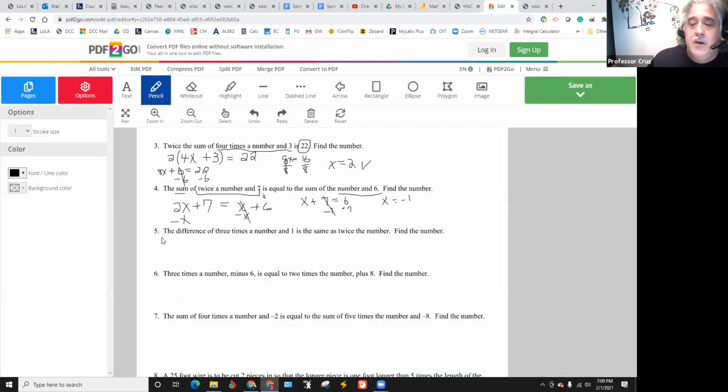All right, let's go back over here. So here we've got a difference. The difference of 3 times a number and 1. Three times the number and 1. Difference is subtract. Is, that's the equal sign, the same as twice the number. See if that works.